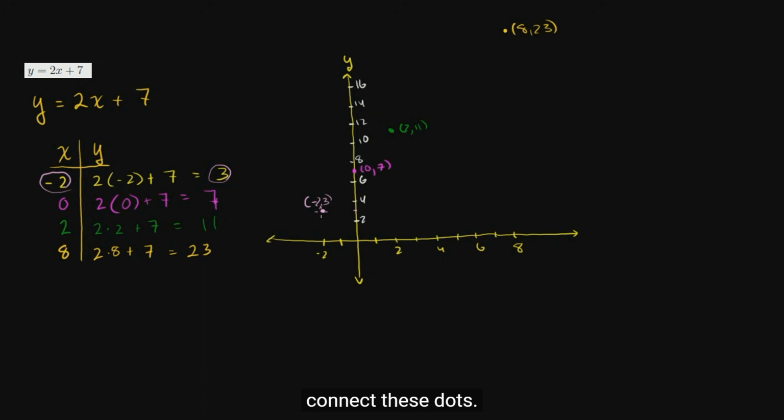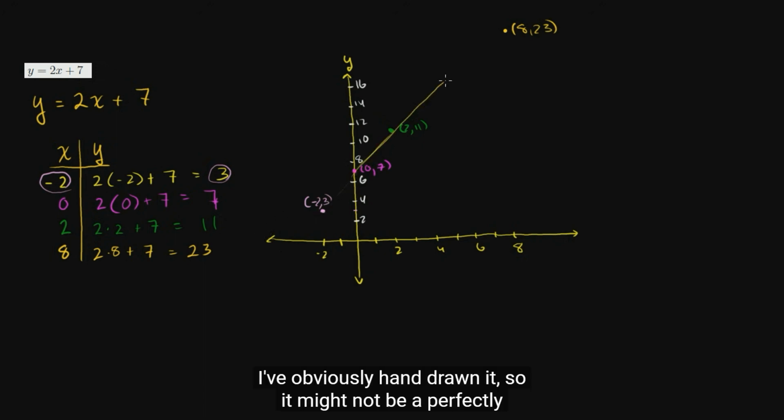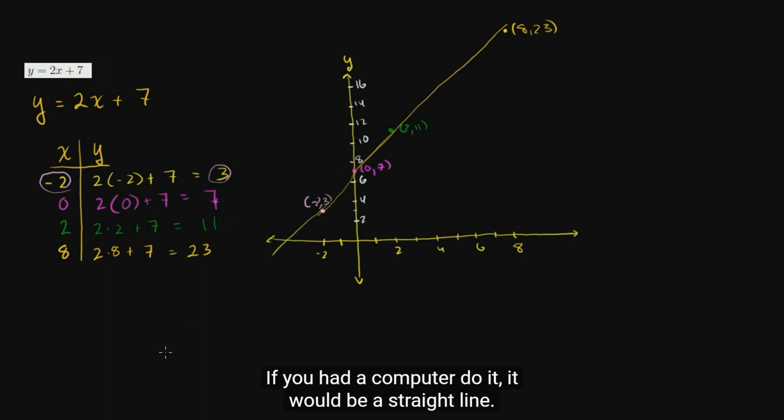And then if we connect the dots, you'll see a line form. So let me connect these dots. I've obviously hand drawn it, so it might not be a perfectly straight line. But if you had a computer do it, it would be a straight line. So you could keep picking x values and figuring out the corresponding y values. In this situation, y is a function of our x values. If you picked every possible x and plotted every one, you'd get every point on the line.